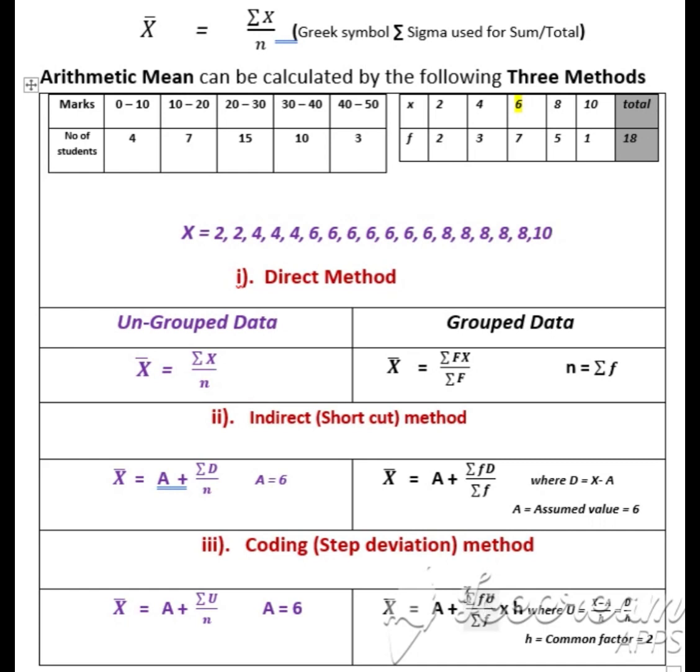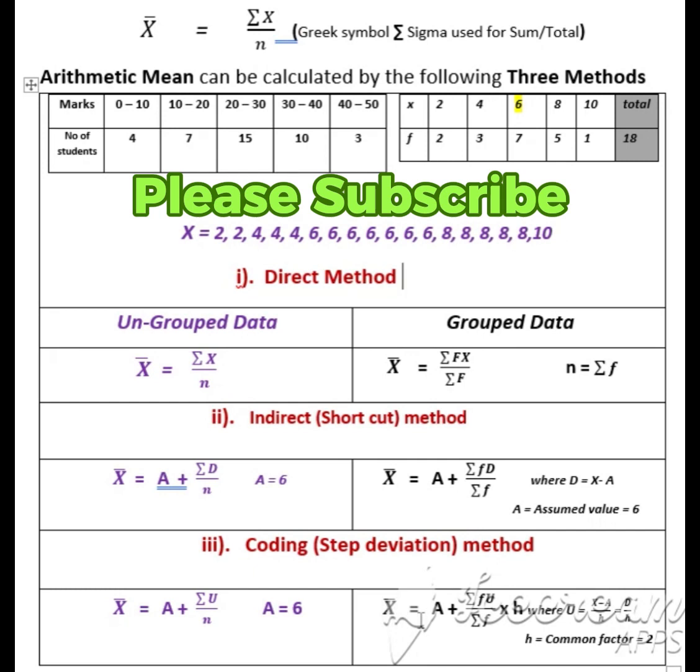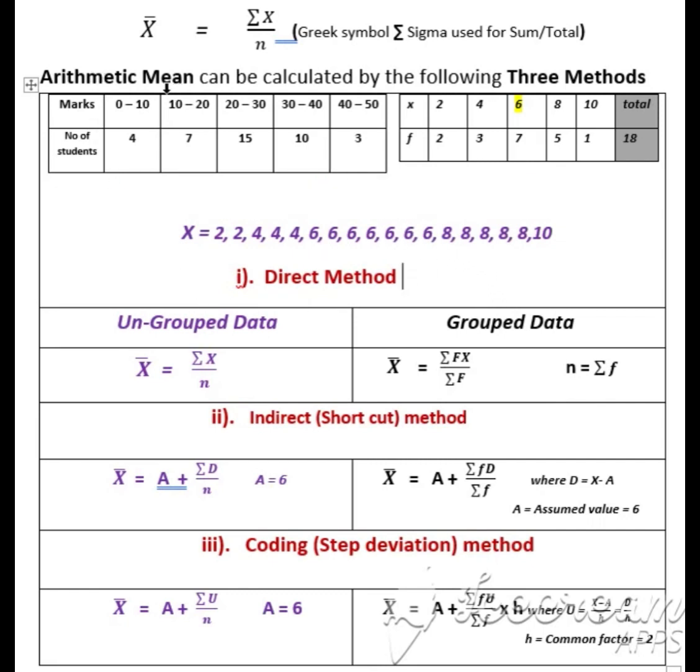Then take the sum of the product f times u, that is sigma fu, and divide by sigma f, then multiply by h, then add a. You will get the arithmetic mean answer. So these are the formulas. These 6 formulas you can apply to any kind of data for the calculation of arithmetic mean. For arithmetic mean, we will apply only these 6 formulas: 3 formulas for ungrouped data and 3 formulas for grouped data.